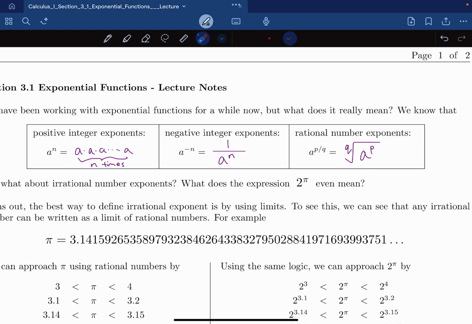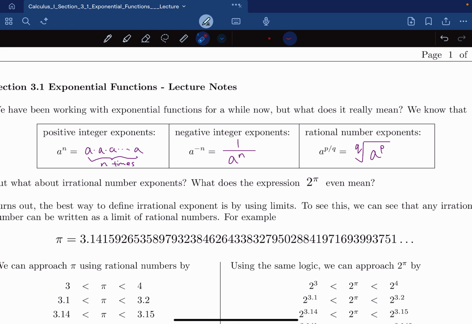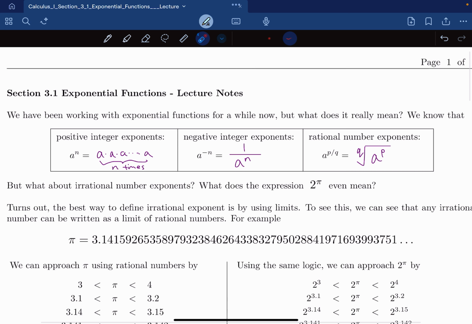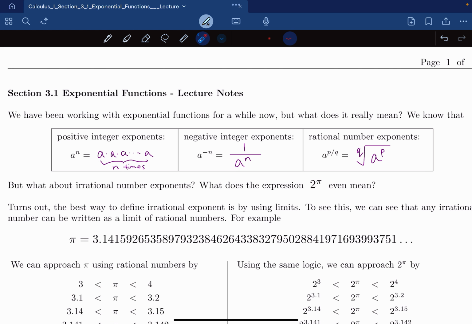Okay, so that's how we've been defining exponents so far. We have positive integers, we have negative integers, we have rational numbers. Here's where the problem begins. We don't have a way to define it, up until this section, for anything that's not rational. So a lot of numbers are irrational, aka not rational. In fact, there are a lot more of these irrational numbers than rational ones.